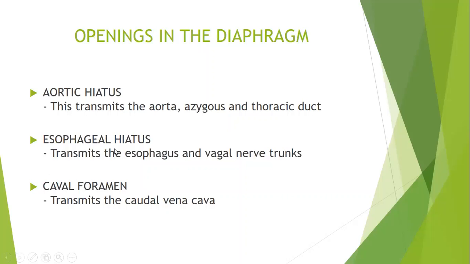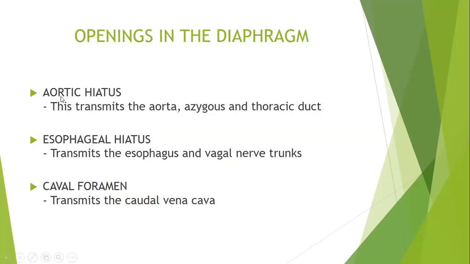Then we have the esophageal hiatus, which transmits the esophagus, which is a tubular organ that connects the mouth with the stomach, and the vagal nerve trunk. So the vagal nerve, or we call it the vagus nerve, is one of the cranial nerves. And later on, you'll find out in the next topic, which is the nervous system, what's its role. And the last one is the caval foramen, which transmits the caudal vena cava, which is a main vein that you will later on find out its importance.